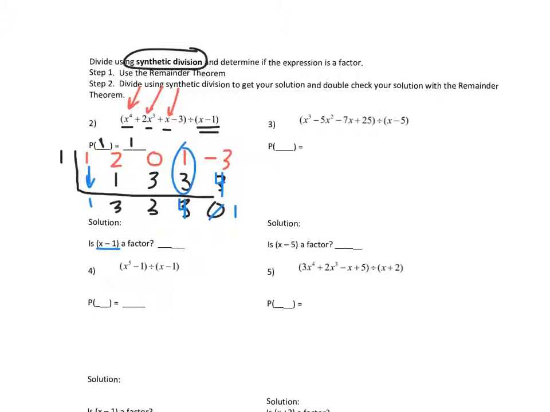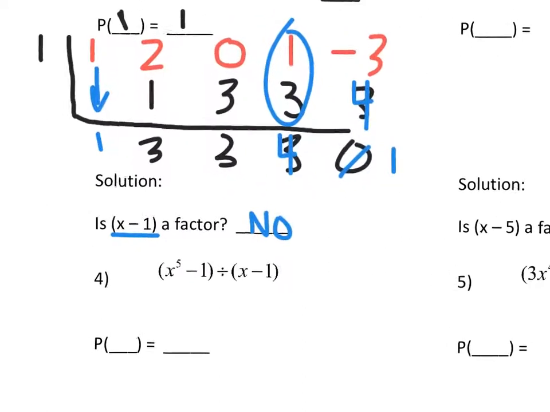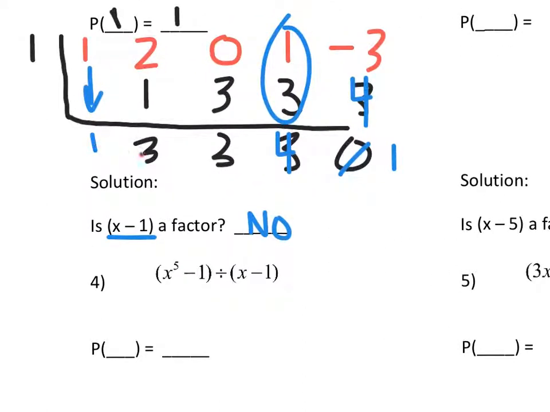So is x minus 1 a factor? No. And then I actually want to write the solution. Your solution is not this line of numbers right here. This right here represents the remainder. Because the remainder is 1 and not 0, that's why I know it's not a factor.